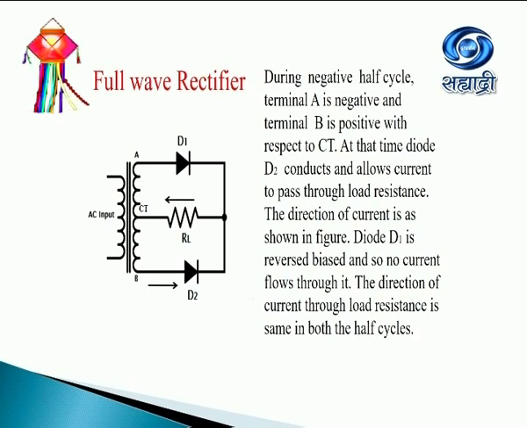During the negative half cycle, terminal A is negative and terminal B is positive with respect to the center tap. At that time, diode D2 conducts and allows current to pass through the load resistance. The direction of current is as shown in the figure. Diode D1 is reverse biased and so no current flows through it. The direction of current through the load resistance is the same in both half cycles.